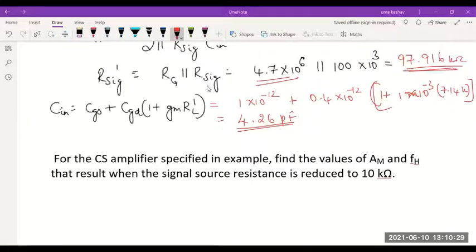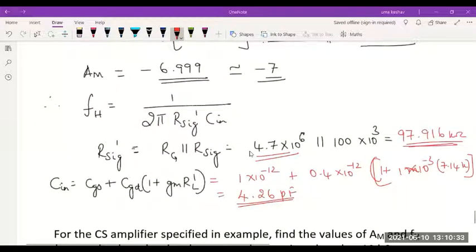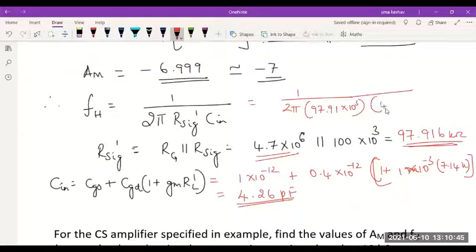So you have the value of R-sig dash and C in. Can you find what is FH? 2 pi R-sig dash, 97.91 K and 4.26 pico. What will be the value of this higher cutoff frequency?